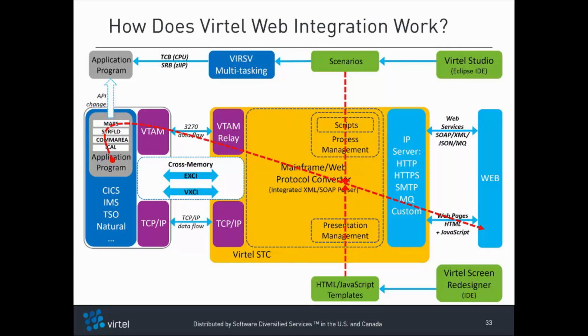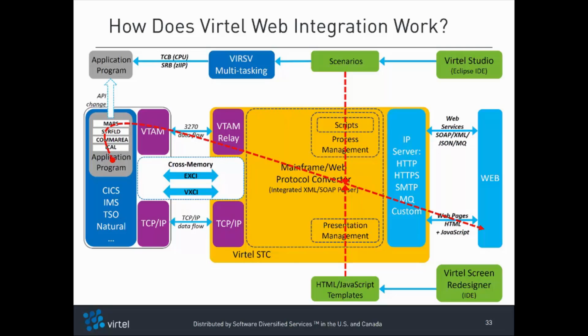Now, what we didn't see in the prior diagram is the many different ways in which Virtel can interface with mainframe application programs. Virtel can interface with transaction programs such as CICS or IMS via VTAM SNA, EXCI, which is IBM's cross-memory, a super-fast monodirectional Syspertec proprietary cross-memory path called VXCI, and TCP/IP.